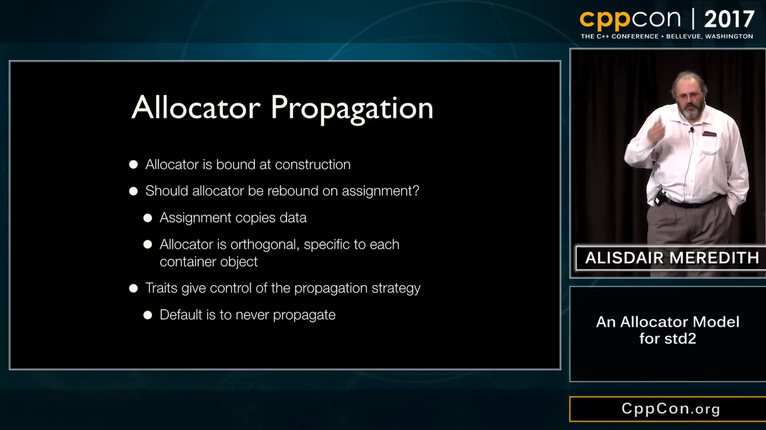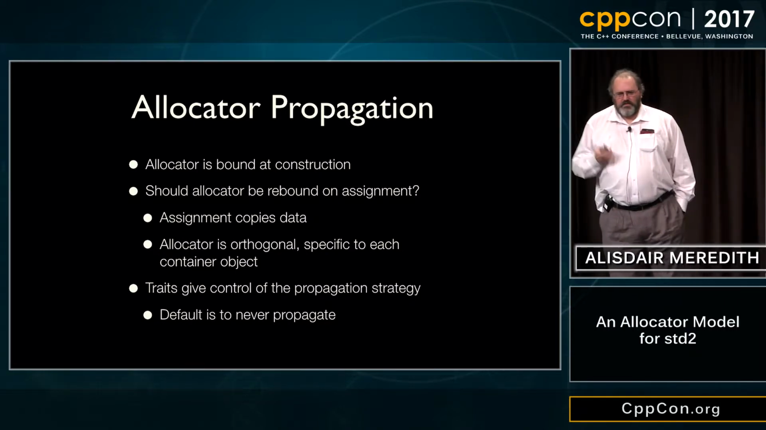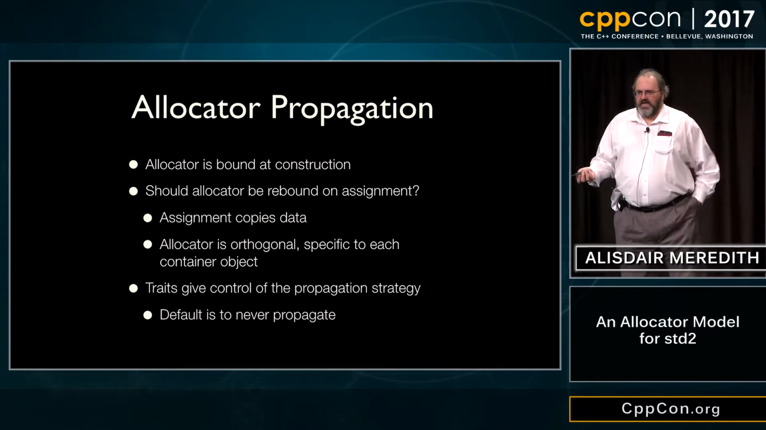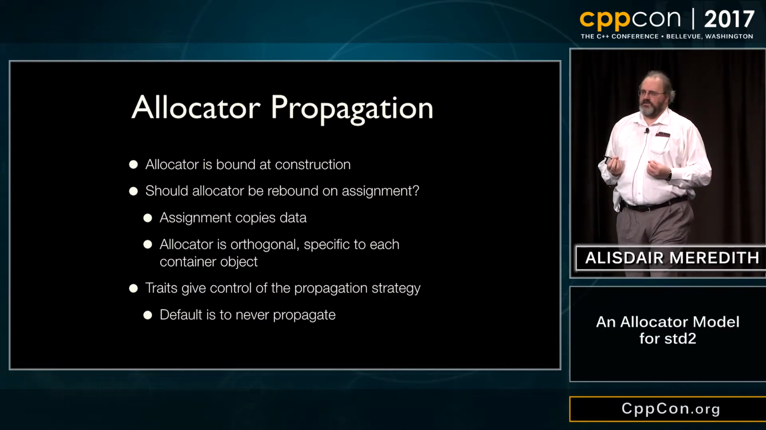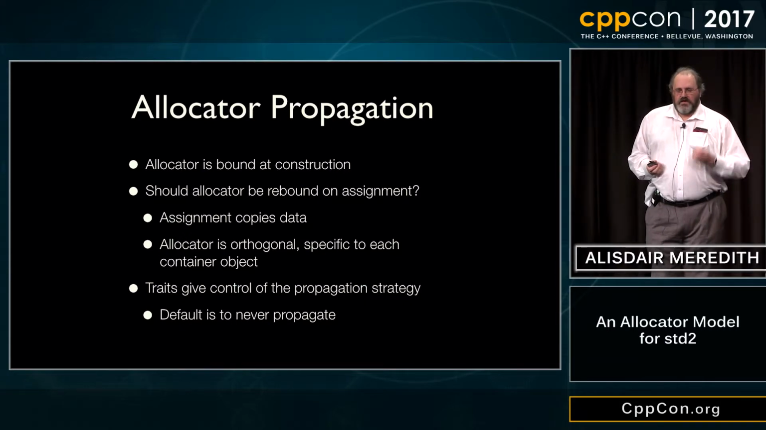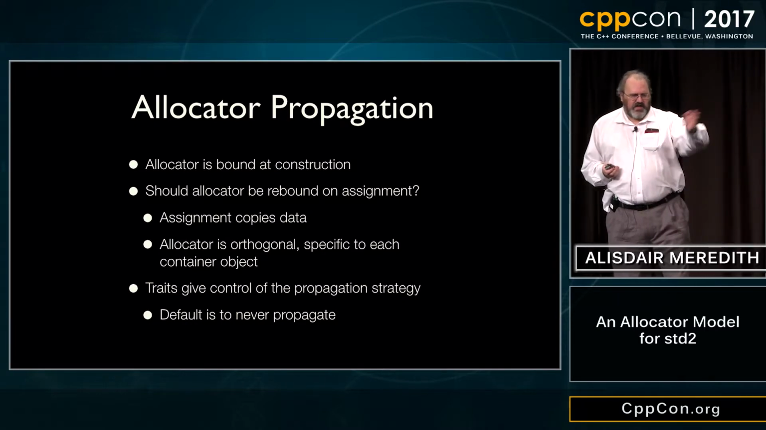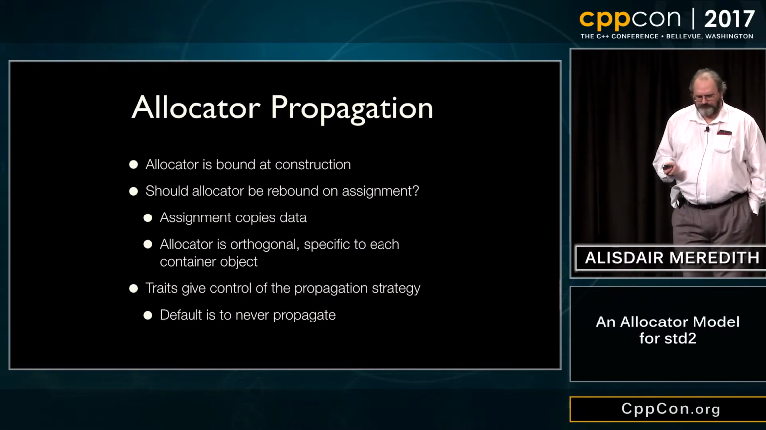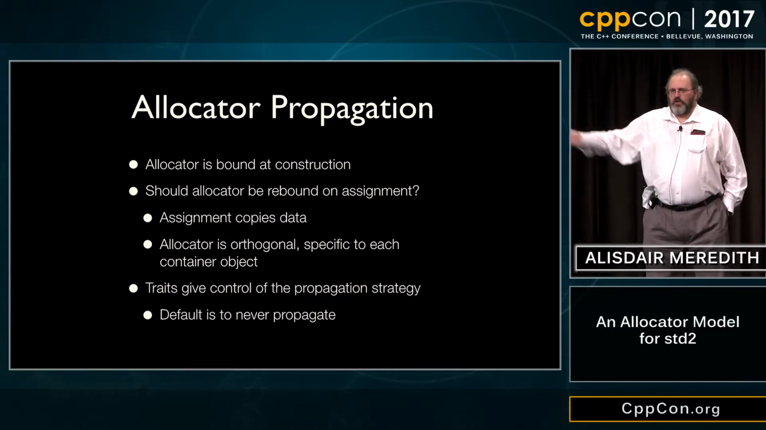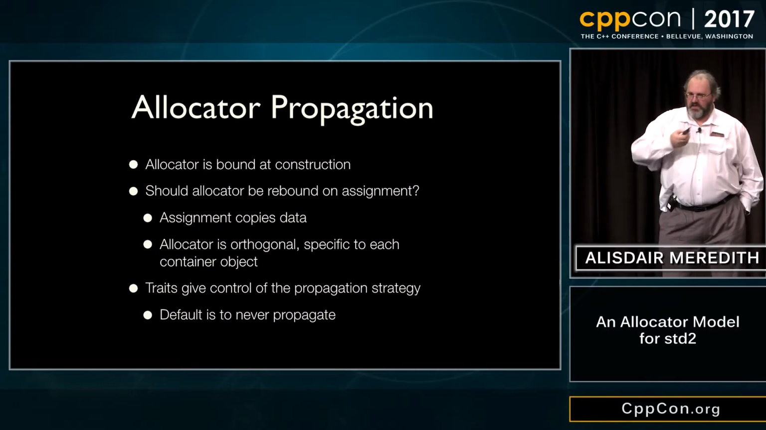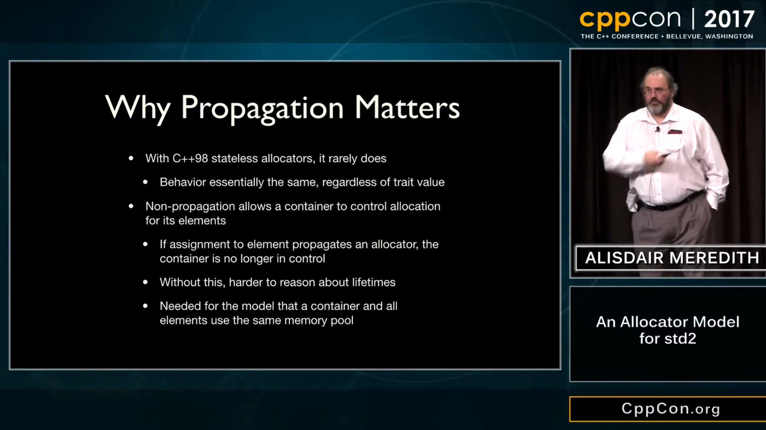But when people hit allocator propagation for the first time, it's a roadblock and it stumbles people. Because when you have a stateless allocator, like standard allocator, does it propagate or not? It doesn't matter, because you're going to get the same execution regardless, because there's no state in the allocator. And there are some consequences that follow from allocators not propagating that I'll defer to Pablo's talk on Friday. But as I say, the traits give us control over the propagation strategies, and the default in the C++11 allocator traits is at least that allocators don't propagate, which is the default we're going to want for the PMRs.